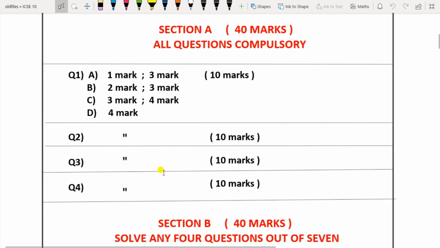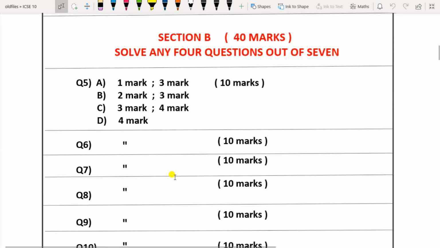In section A, there are 4 questions and all the questions are compulsory to solve. Each question will have sub questions. Either there will be 4 sub questions, so the marks will be like 1, 2, 3, 4, or there will be 3 sub questions like A, B, C, then the marks will be 3, 3 and 4. So for each question there will be sub questions and the whole question will be of 10 marks. So all these 4 questions you have to solve. Okay, that is section A.